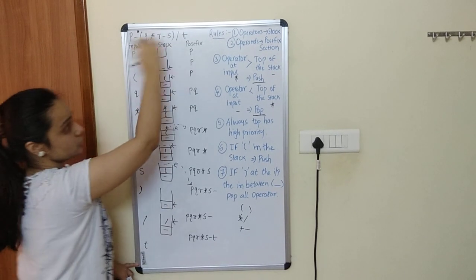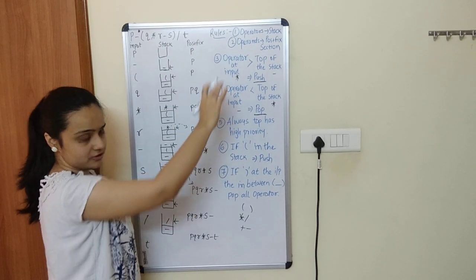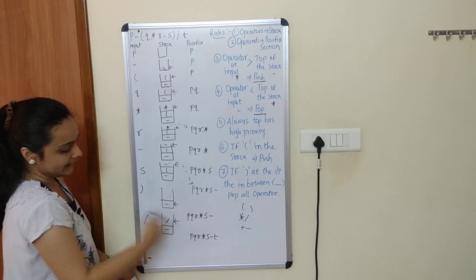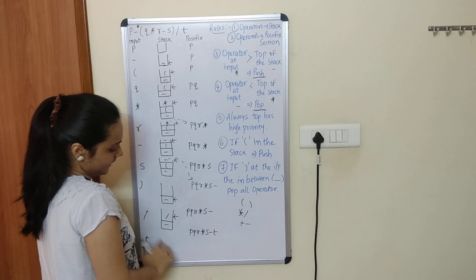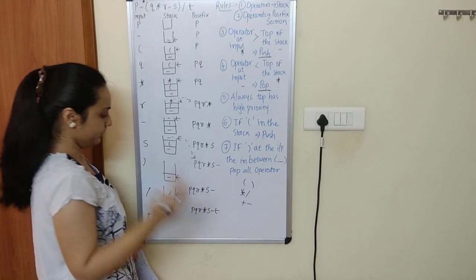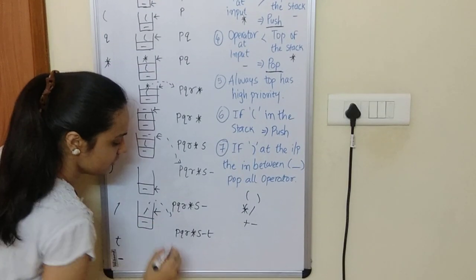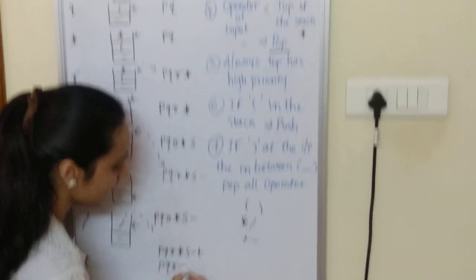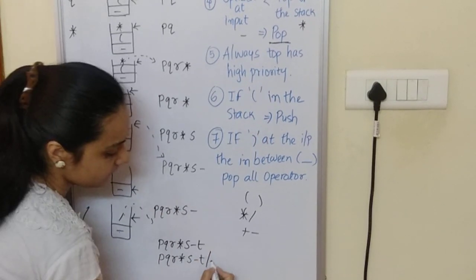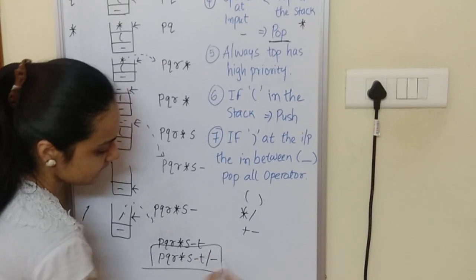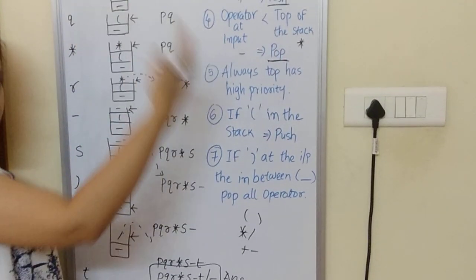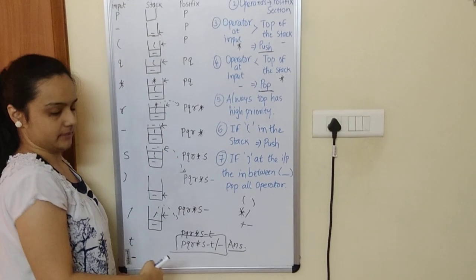Now I found that there is no input remaining in the expression. Okay, so I am putting a dash over here. Now in this expression, I have to check the stack. My stack has two operators. So one by one I am popping them out. So first is division. So it will be like P, Q, R, S minus T division, and then minus. So it will be minus over here. So this is your answer. This is infix to postfix using the stack method.